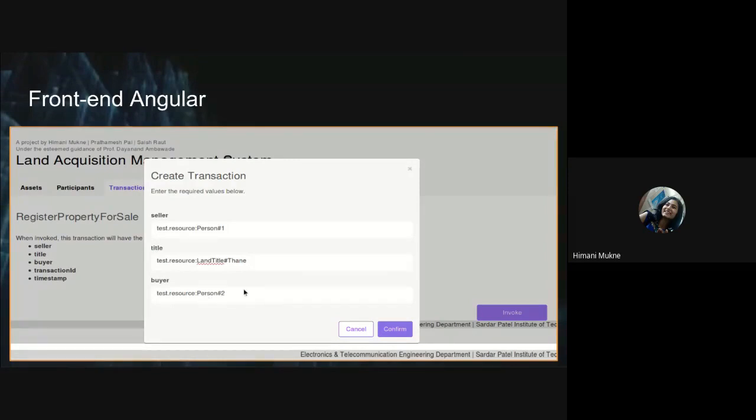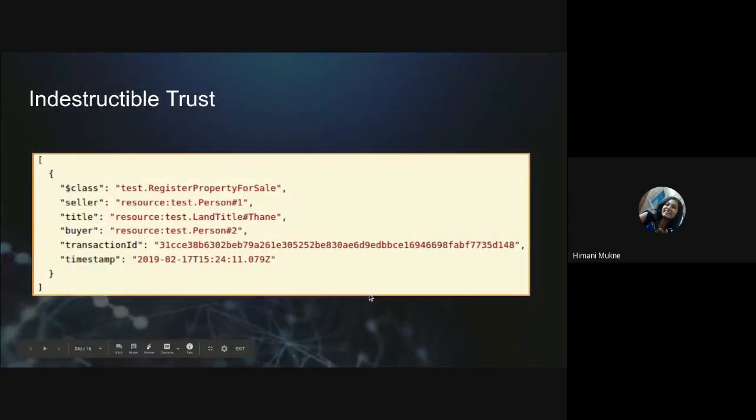So when I click confirm, the next what happens is, this is a screenshot of what happens in the backend. If you can see, transaction ID and timestamp could not be put by me, by the administrator. It's put by the blockchain in itself, which shows that the transaction ID, if you look at the string, it's virtually impossible if you do the permutation and combination to generate this string on your own, or to try to modify this on your own, which is how we can define that Fabric has indestructible trust.